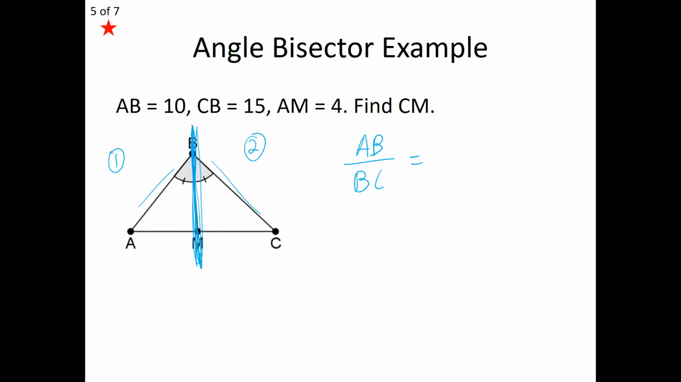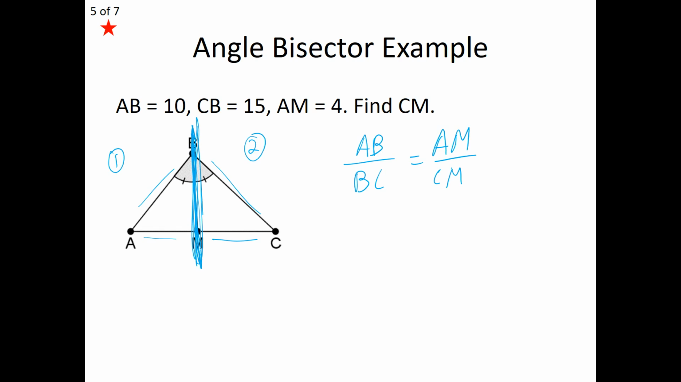Then I set up my second ratio, which is for the parts of the triangle. So I start on my first side like I normally did, but I'm choosing the part of the third side. So my ratio is then AM to the other part on the other side of my angle bisector, which is CM. And that is how we can set up our proportion. That's how I remember it.